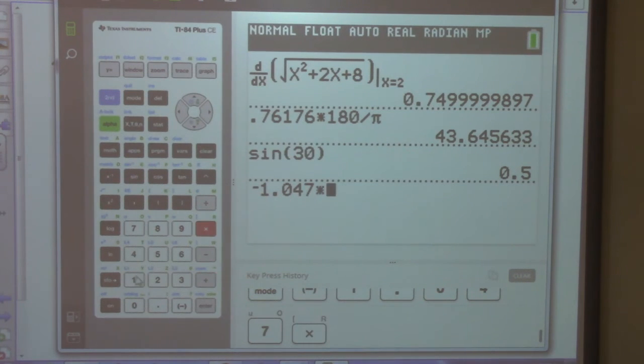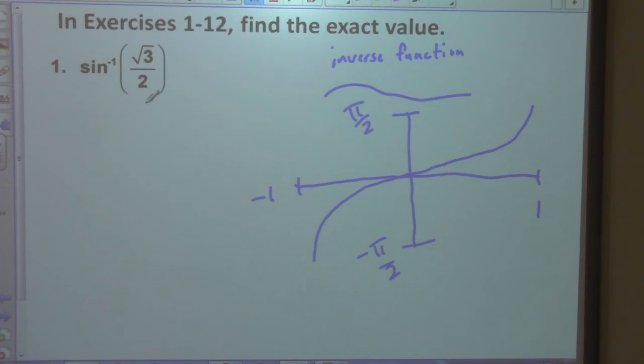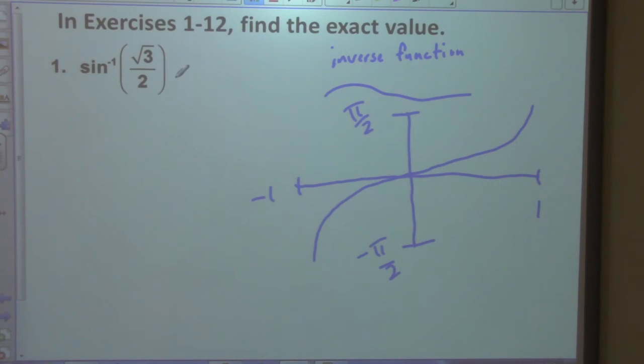Times 180 over pi. Let's see what this is. Yeah, so we get negative 60 degrees, right? Actually that's going to be positive 60 degrees. Anyway, that's the idea. I put in 1.047 times that, and you should get positive 60 degrees. So what is our answer going to be for this one? What's our exact value? It'll be 60 degrees or pi over 3 radians.